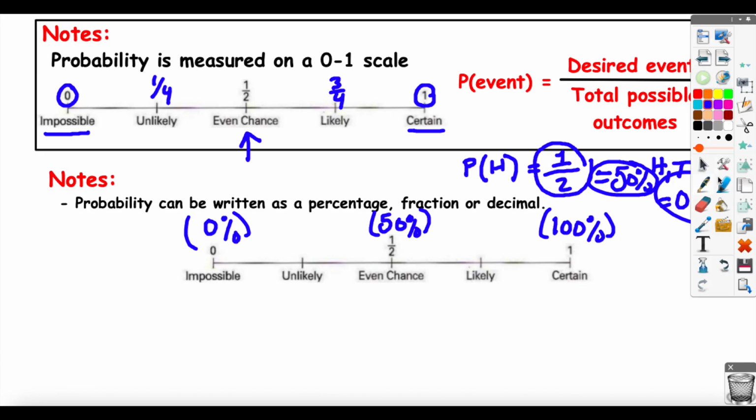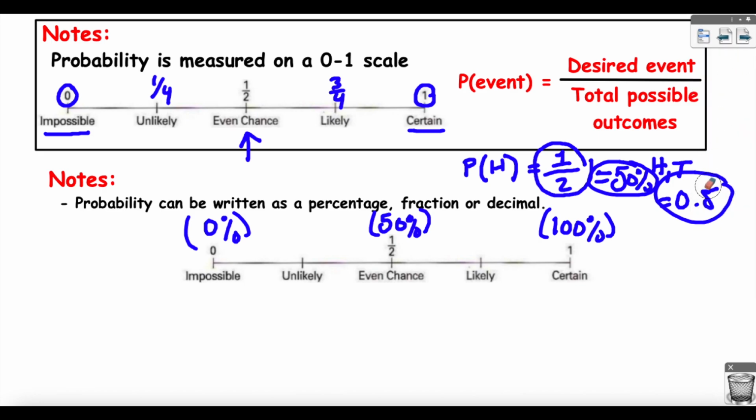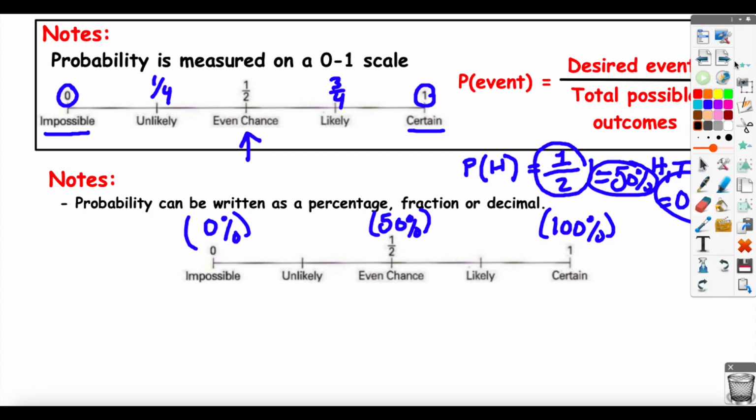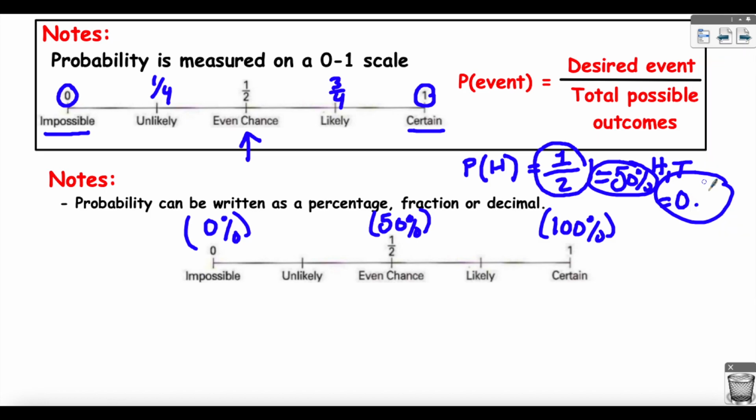Sorry, I want to change that 5. That's not very nice. There we go. And then the scale would look something like this. So that would be the percentage, the fraction, and it would be 0, 0.5, and 1. So there are the three ways you might see a probability scale.